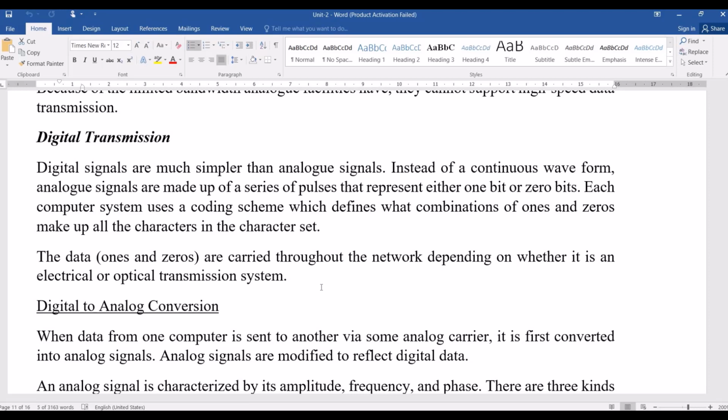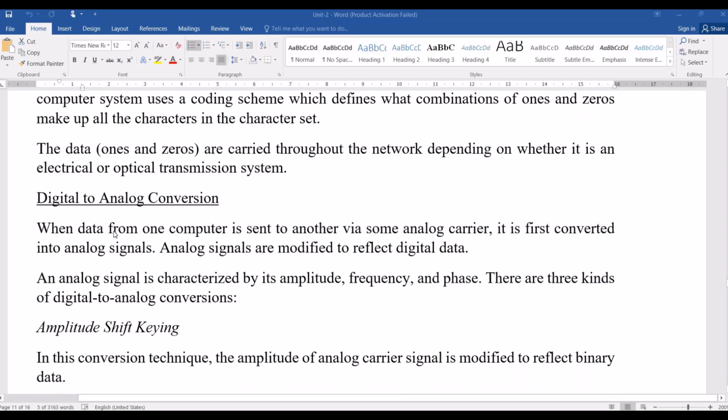It's based on the pulse, zeros and one. Computer systems use coding systems which define the combination of zeros and ones that make up the characters in the character set. Data zeros and ones are carried across the network depending on whether it is an electrical or optical transmission. So it's in the form of zeros and one.